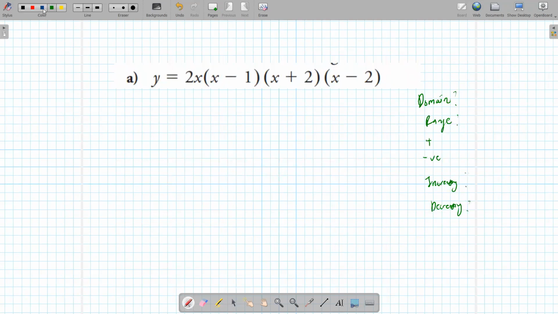Let's sketch this, and that's going to give us a better idea. What's the degree of this polynomial? You just count the number of x's that you have. 4. This is a fourth degree polynomial. Positive or negative? Positive. Yes. Which quadrant does it start? Which quadrant does it end?